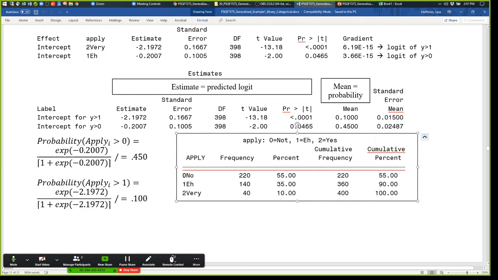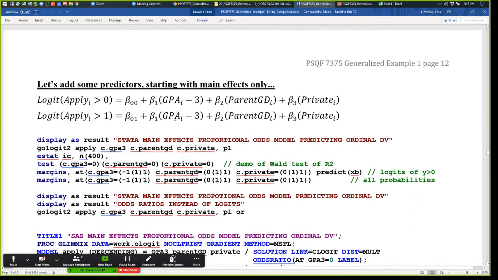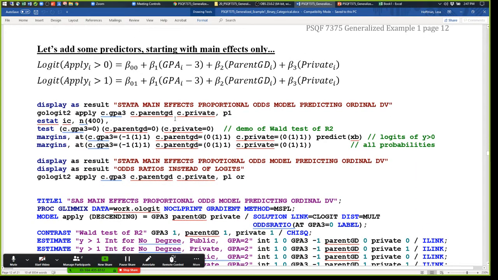So the first model lumps together 0 and 1 and contrasts it with 2. The second model lumps together 1 and 2 and contrasts it with 0. So the order of these things is logically backwards, but I didn't see a way to control that. Okay, with me? All right. So add some predictors.